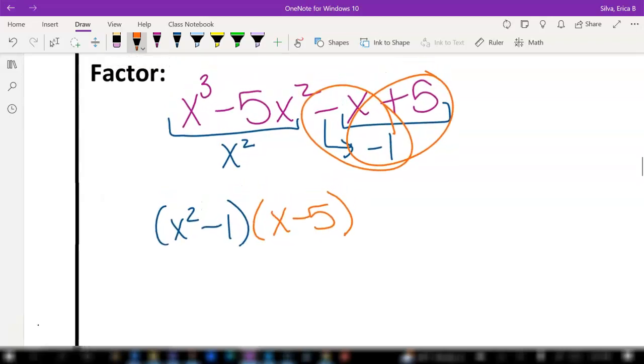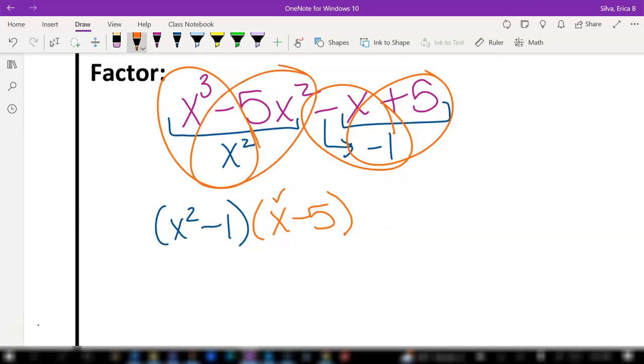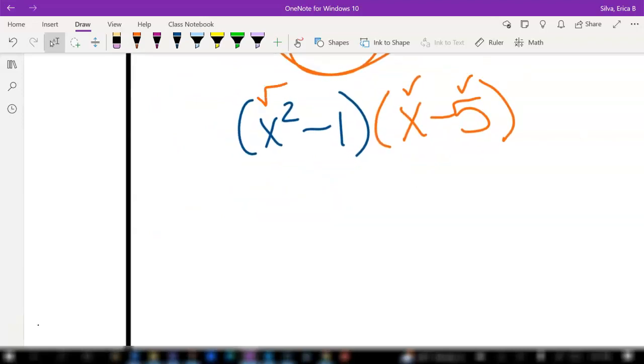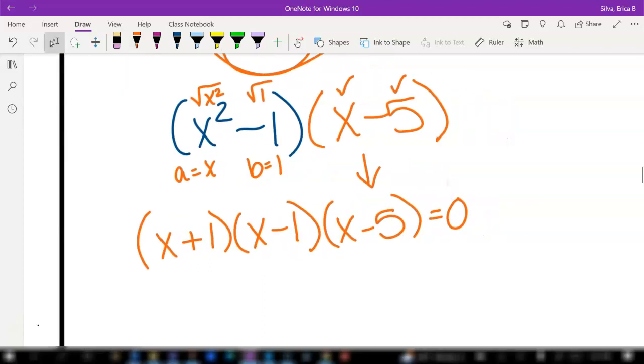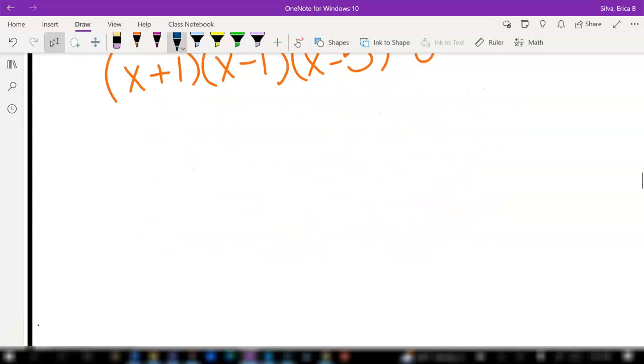Now we need to check the first group also. So x to the third divided by x squared still gives us x. And -5x squared divided by x squared still gives us -5. So we can factor by grouping. This one, we know that we have a difference of perfect squares, so we can get the square root of x squared, which is x. The square root of 1 is 1. So this factors to x plus 1, x minus 1, and then we'll bring down the other factor of x minus 5.